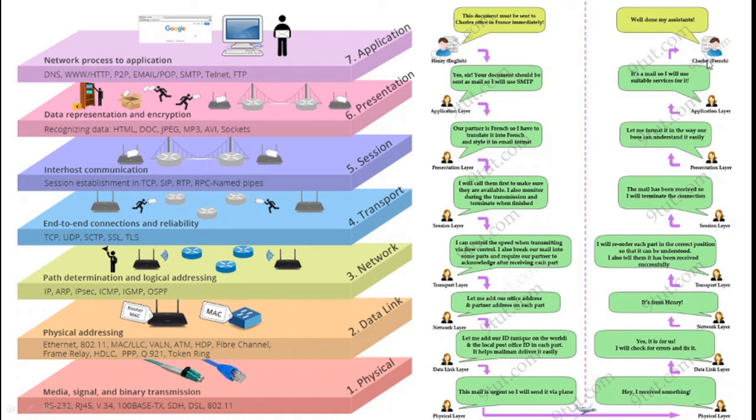And finally Charles gets the message, and in French he receives it and reads it and says, well done my assistants. Who are his assistants? All the lower layers. So this is how the communication happens end to end from one host to another with the help of the various layers of the OSI reference model. Hope you have understood.